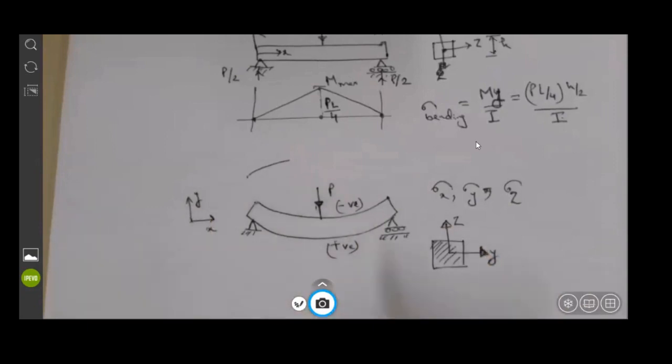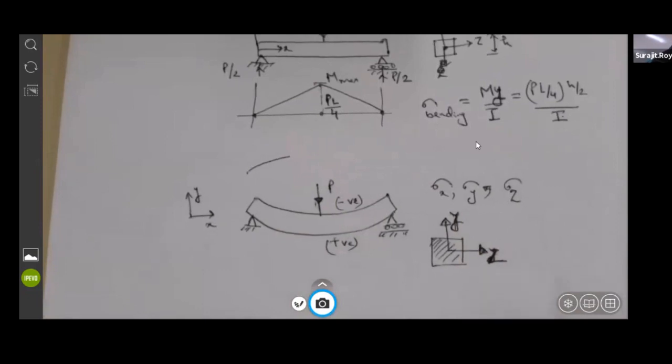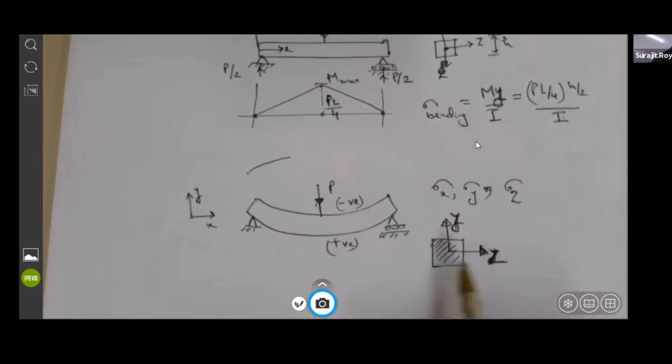Oh wait, no, sorry. Here it is y and this. Yeah. So, okay, which direction do you think the stresses are going to come? In the z or in the x? In the X.